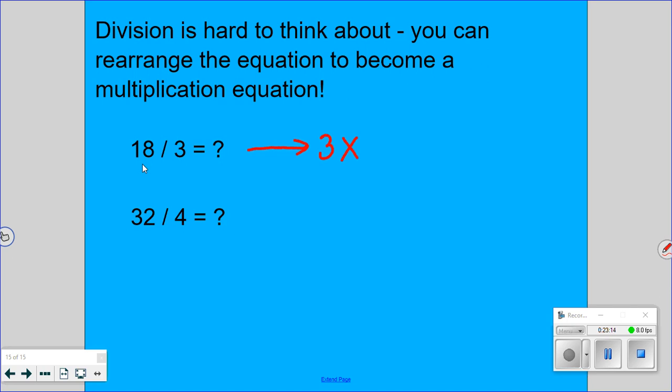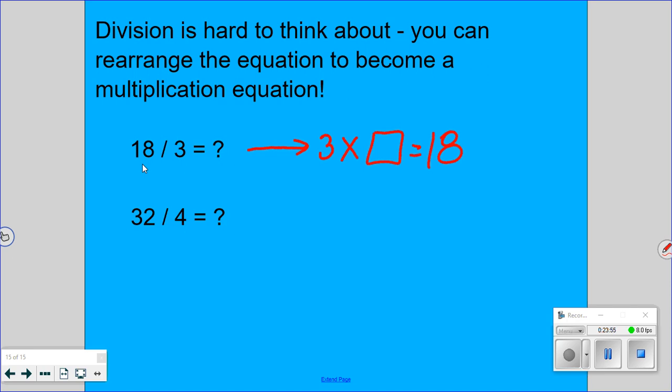Do we know how many were in each group? Did I say 18 were in each group? No, we don't know. So 3 groups of a mystery equals 18. Both of these equations are talking about the same thing, but one might be a little easier to understand. For me, it's way easier to think 3 groups of something equals 18 than it is to think 18 put into 3 groups. Does that kind of make sense?